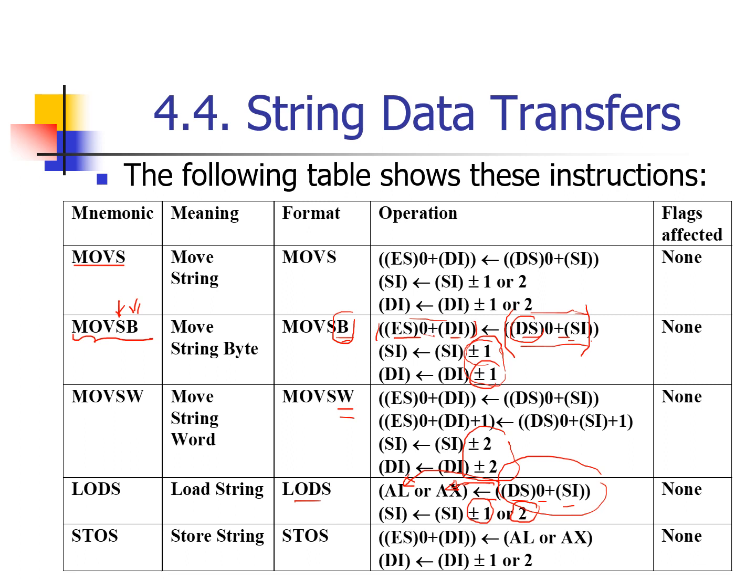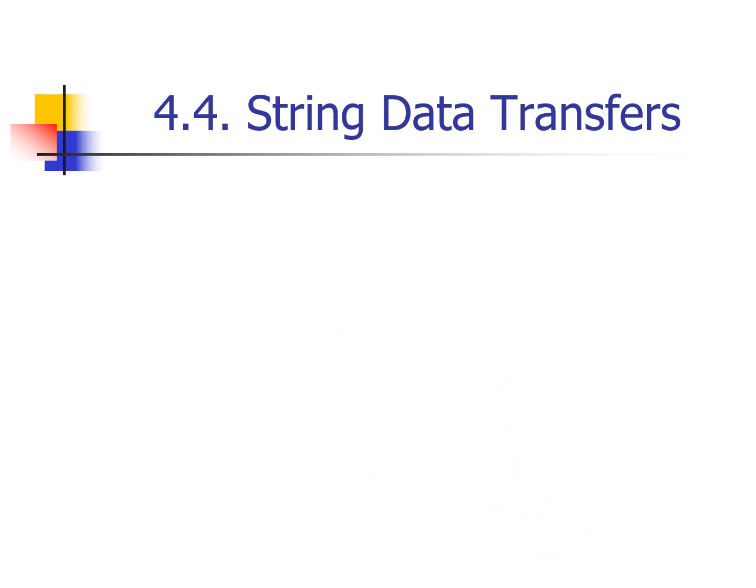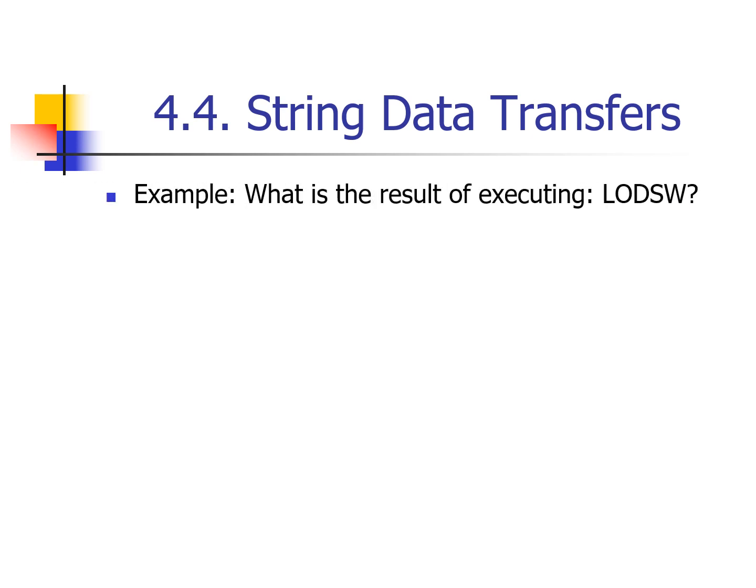And you do the opposite with STOS. You take data from AL or AX, place it back into your ES using DI as a pointer, and you increment it by 1 or decrement it by 1 if you're moving byte by byte, or 2 if you're moving word by word. Good. It's better explained by an example.